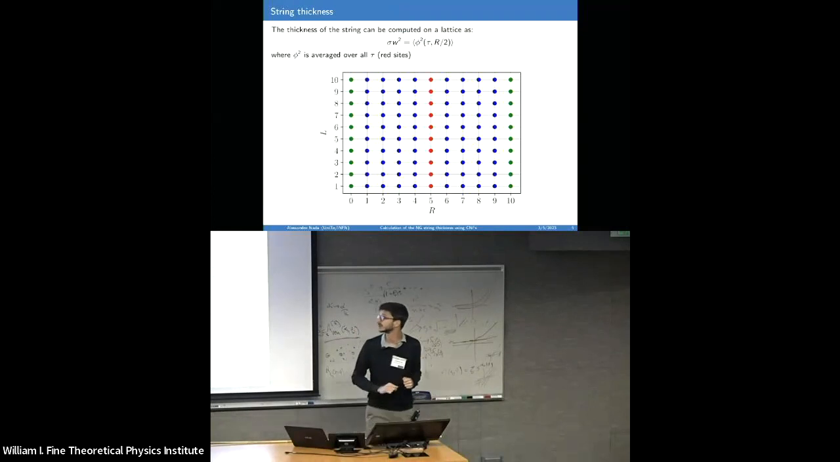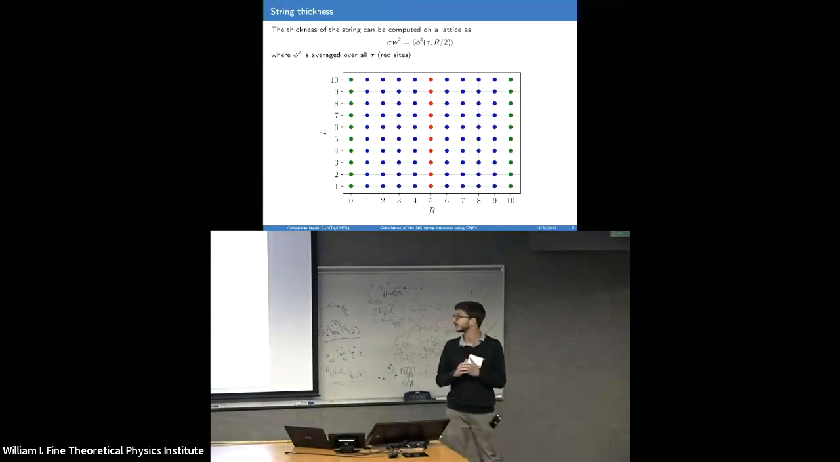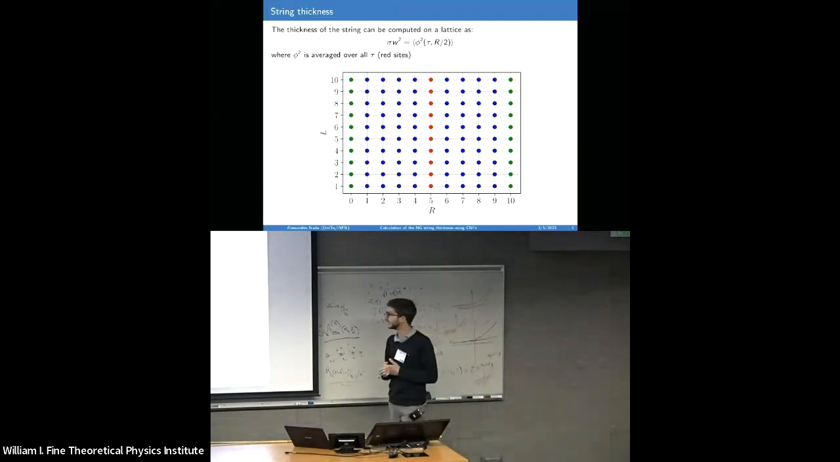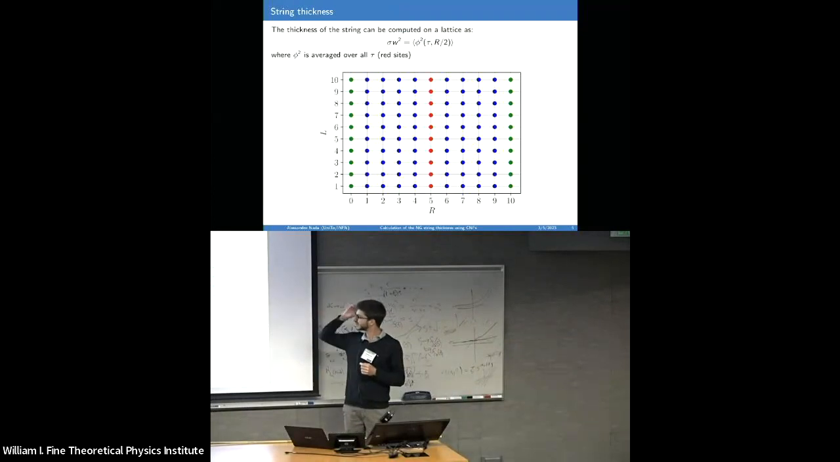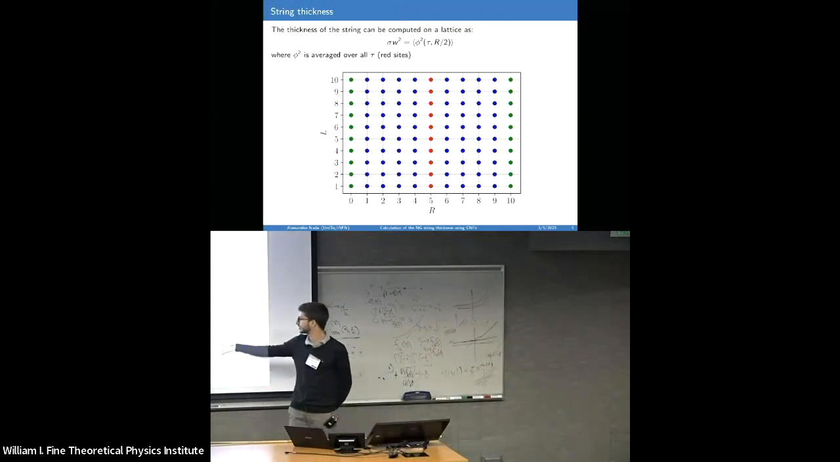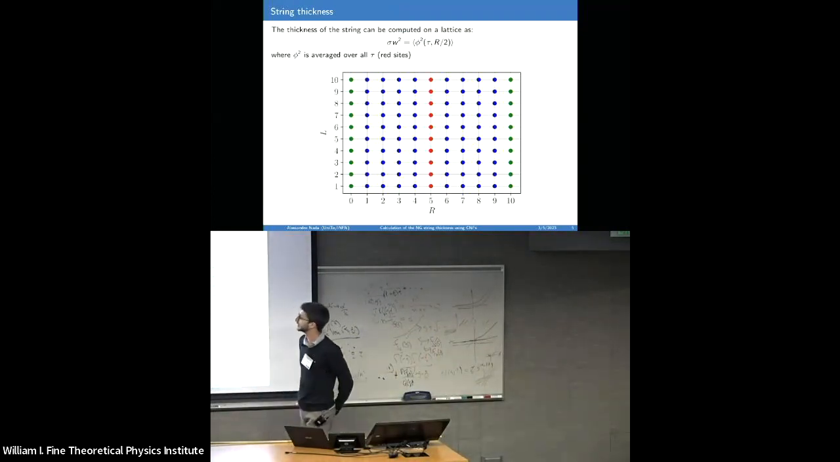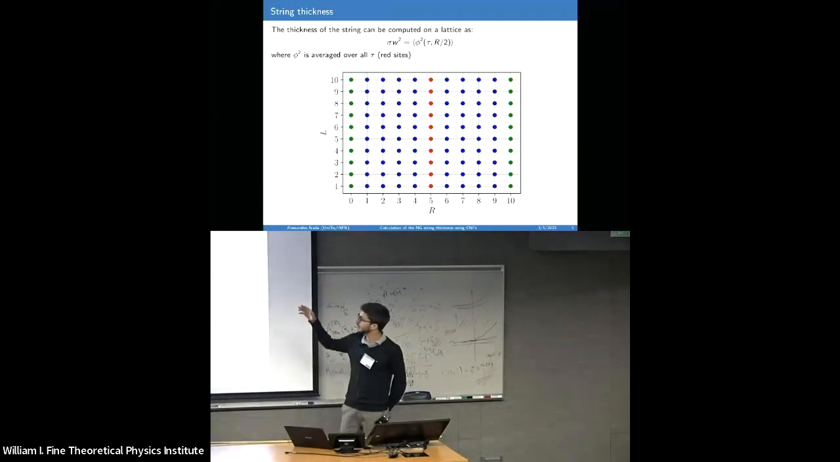Okay, so the second observable, which is more interesting if you want, is the thickness of the string. And the way that we compute it numerically, this is like a snapshot of our lattice. The green points are, if you want, a quark and anti-quark, so where we put the boundary conditions. The active points are the blue ones, and the red points are also active. So we are updating those points, and this is where you actually compute the observables, the phi squared.